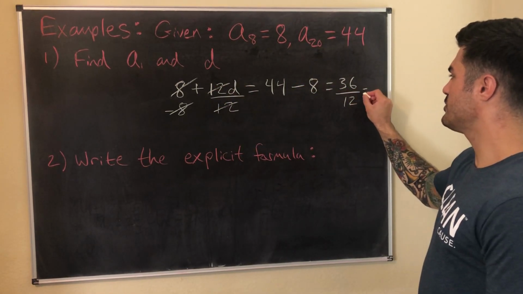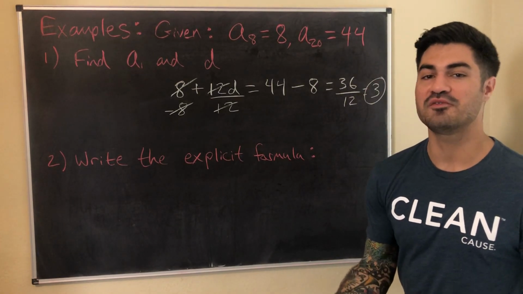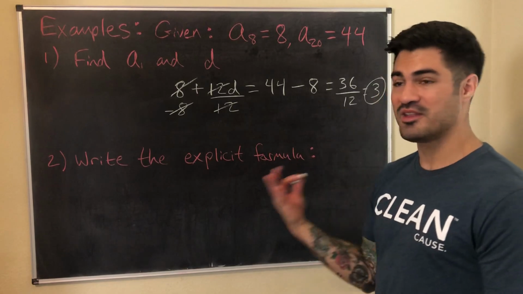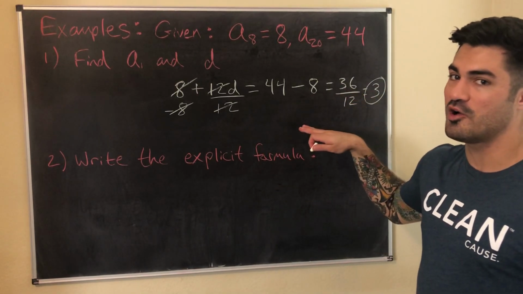And 36 over 12, I'm running out of room here, but that does equal 3, and that is our common difference. And I want to note that there's another way to think about this. We could have gone straight to this 44 minus 8 over 12, right?